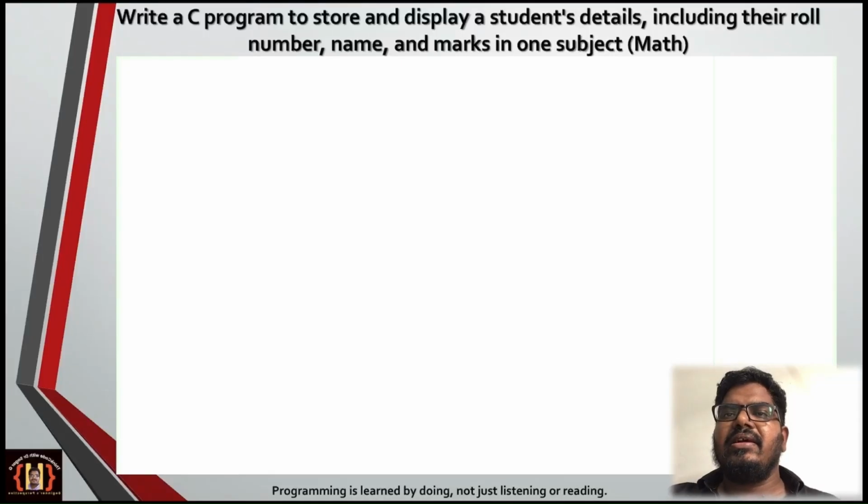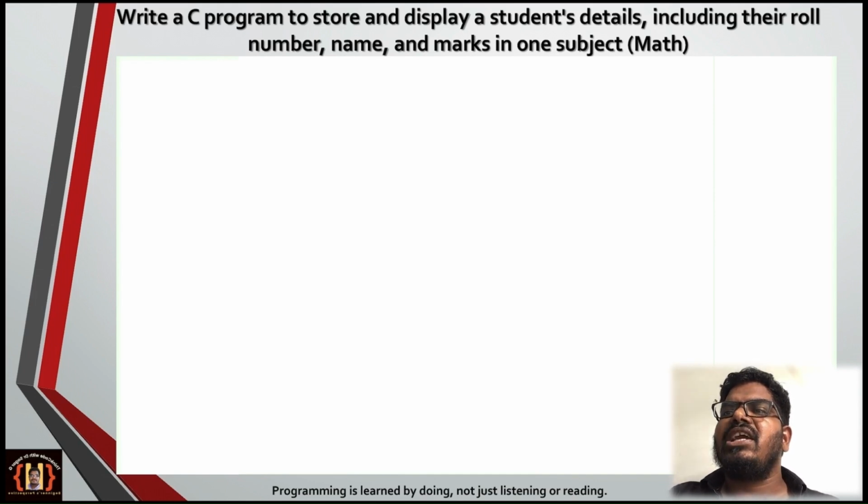Let's see how to write a program to store and display student details such as their roll number, name and marks in one subject, using different data types and variables. Now understand this problem. Student details: the roll number, the name, second thing, and then marks. So think on this: what could be the data types we are going to use?